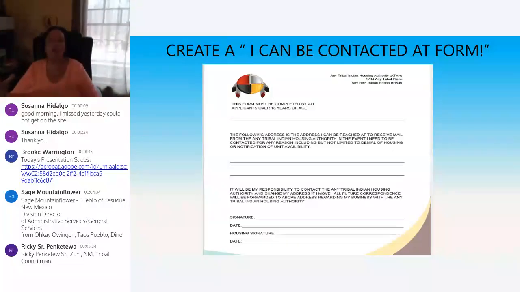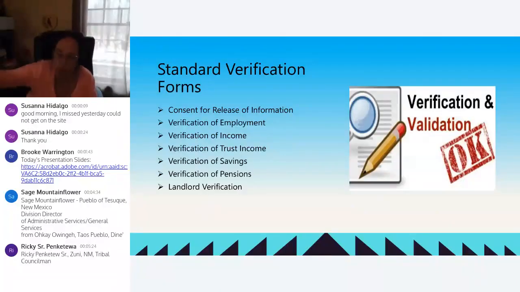That takes you off the hook. It's up to them to update that form, okay? Put something like that in there. It'll create less havoc for you in the long run.